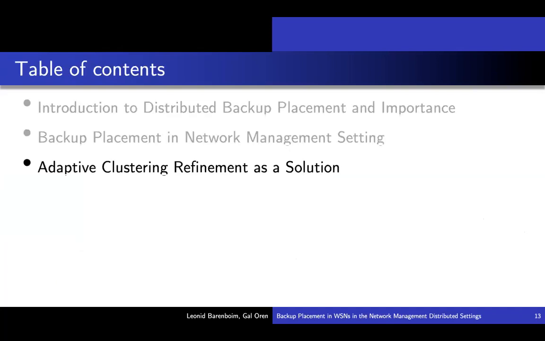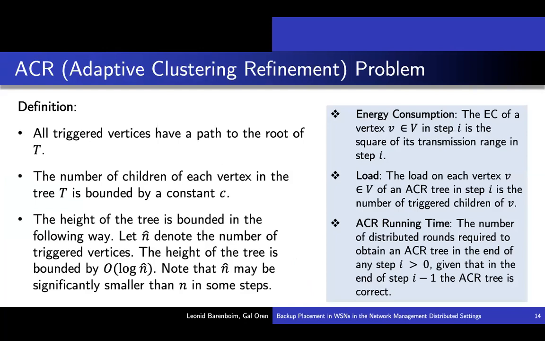Let's see how this ACR tree works. The first problem we are focused on is the ACR tree problem. ACR trees make it possible to efficiently gather data from the triggered vertices into the destination node, which is the root of the tree. The ACR tree T must fulfill the following goals at the end of each step.